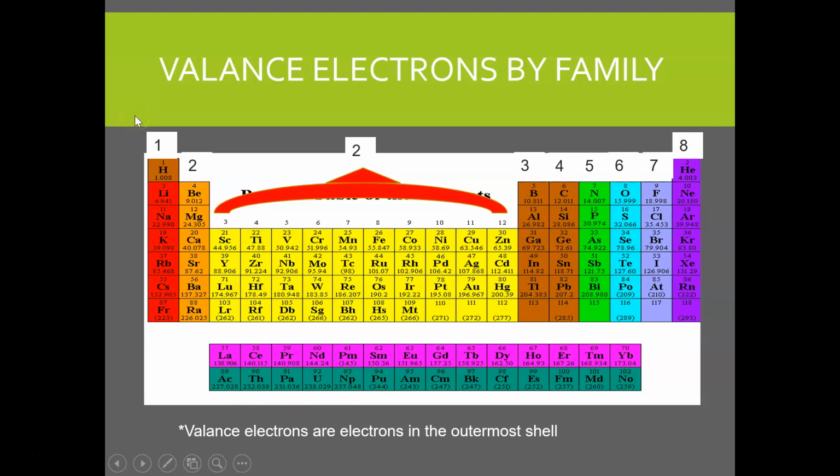Once again, because you need to have this memorized, the first column has 1, the second column has 2, all of the transition metals also have 2. Then when we bump back up, it goes 3, 4, 5, 6, 7, 8.